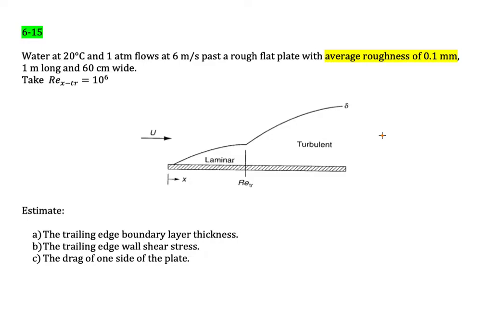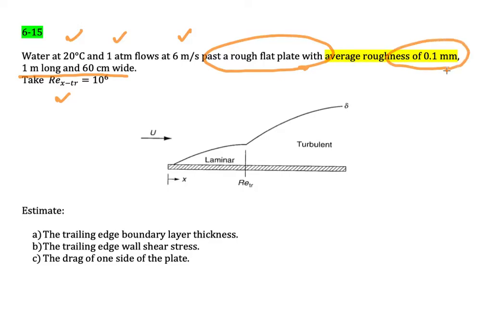And then we continue our discussion with the same phenomenon and same condition, which is water at 20 degrees, 180 m, flowing at 6 meters per second, and the critical Reynolds number is assumed to be almost 10 to the power of 6. This is the dimension, 1 meter long and 60 meter wide. But we are not using a smooth flat plate. We are now using a rough flat plate with average roughness of 0.1 millimeter.